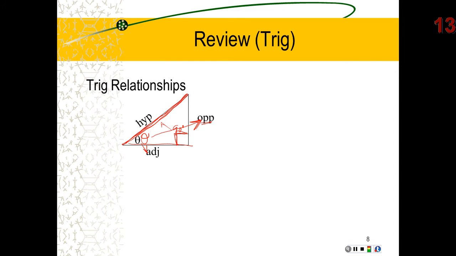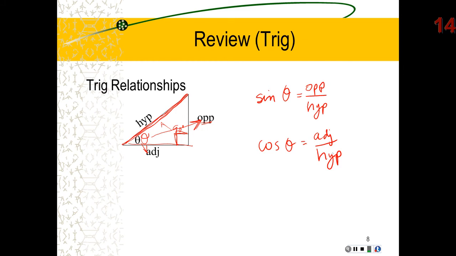Okay, so your hypotenuse will be the longest side. You have an opposite side, opposite meaning opposite of the angle that we have labeled. The adjacent is right beside, is adjacent to the angle. Okay. So once we have our basic triangle labeled, we want to look at our trig relationships. The sine of theta is equal to opposite over hypotenuse. Cosine of theta is equal to adjacent over hypotenuse.